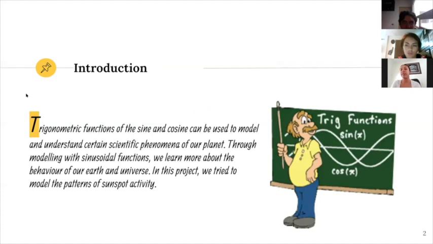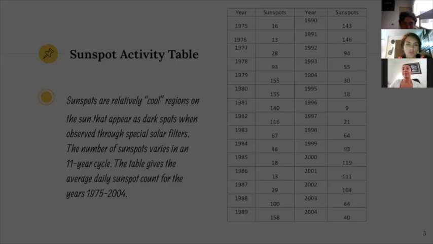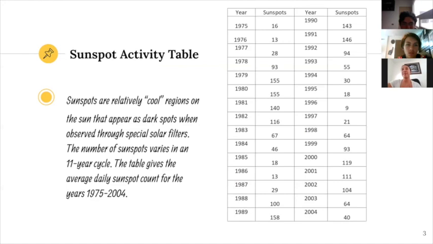Okay, so the trigonometric functions of the sine and cosine can be used to model and understand certain scientific phenomena of our planet. Through modeling with sinusoidal functions, we learn more about the behavior of our Earth and universe. In this project, we try to model the patterns of sunspot activity. So now we are going to explain our project.